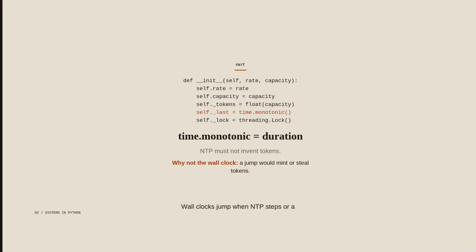Wall clocks jump when NTP steps or a time zone changes. A monotonic clock only moves forward. Elapsed time is a duration, not a time of day.